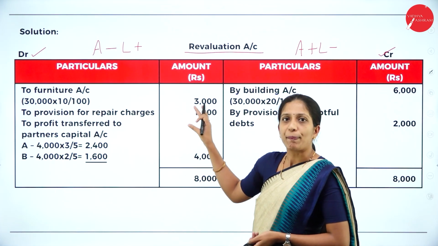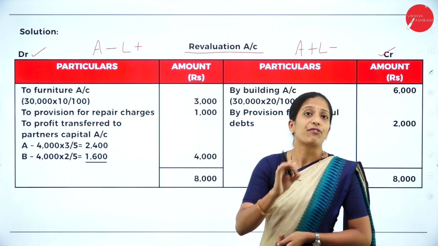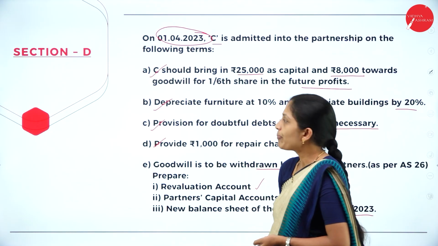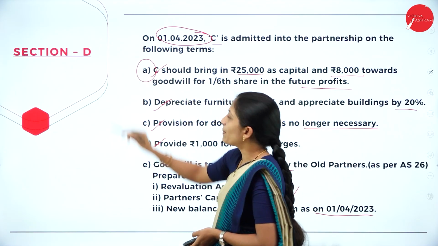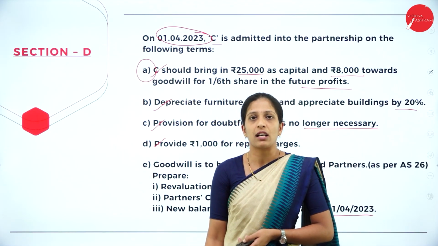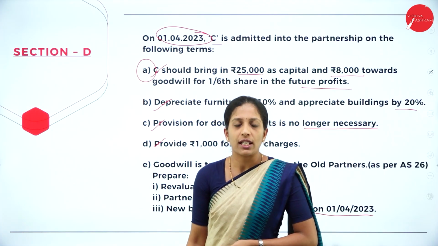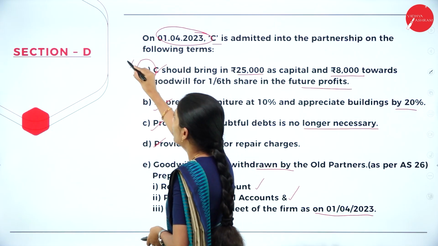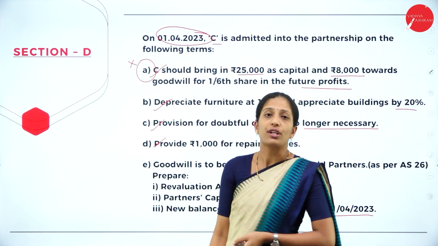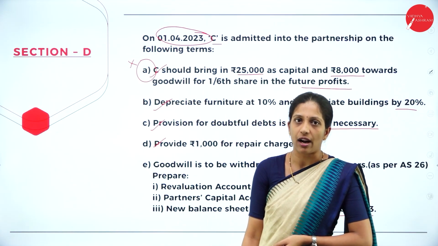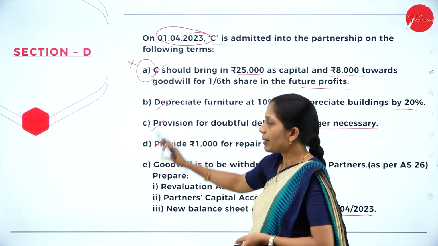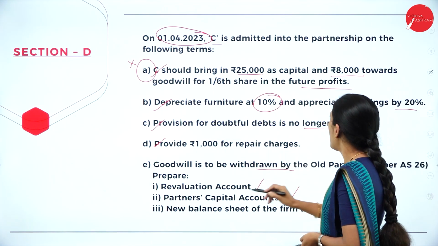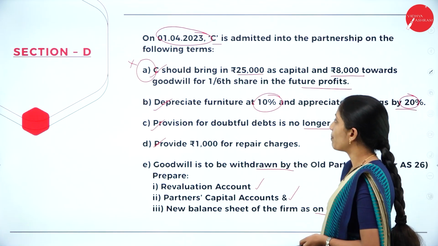Now, in order to prepare your revaluation account, you have to go through the adjustments. Normally, your first adjustment will be relating to the new partner, where during the admission, they'll bring capital as well as goodwill. Now, this will not be recorded under revaluation account. We are going to record it under the partner's capital account. So, hope you are clear about it. Now, second one is depreciate furniture at 10% and appreciate building by 20%.